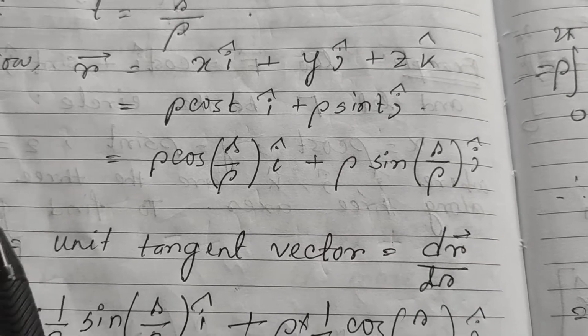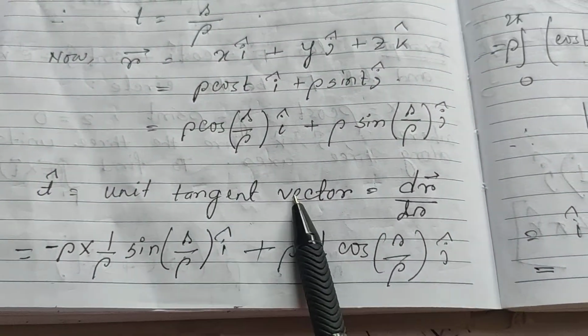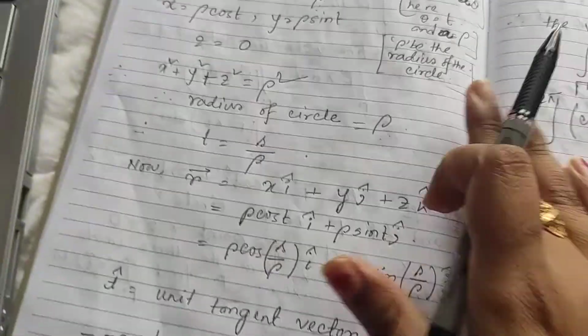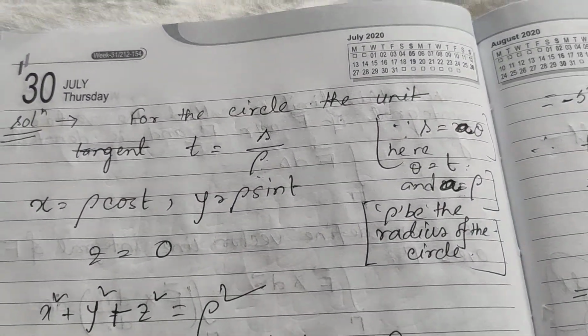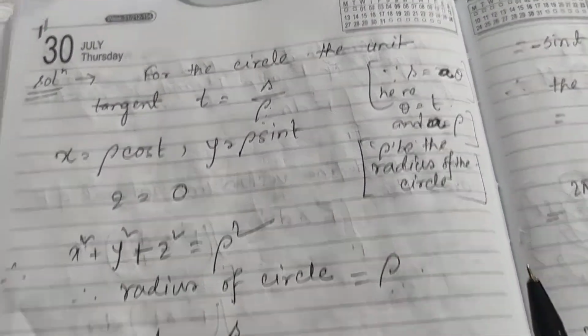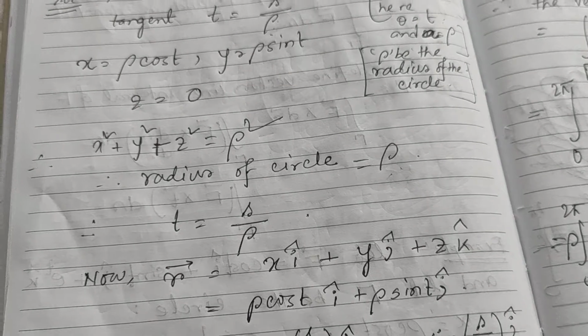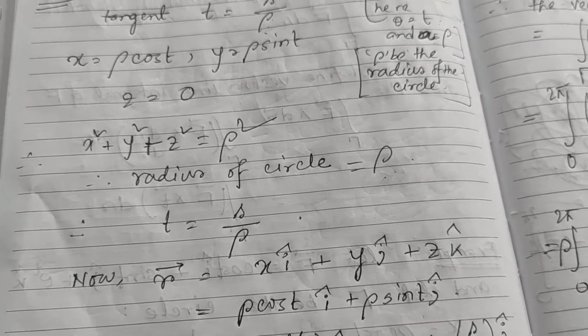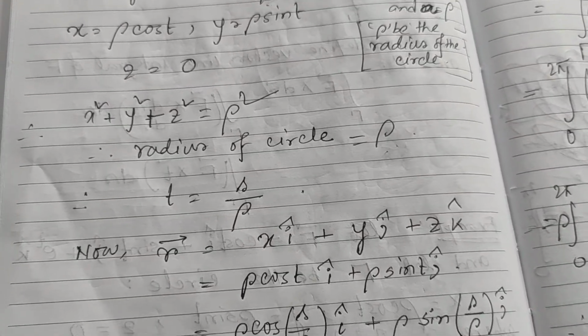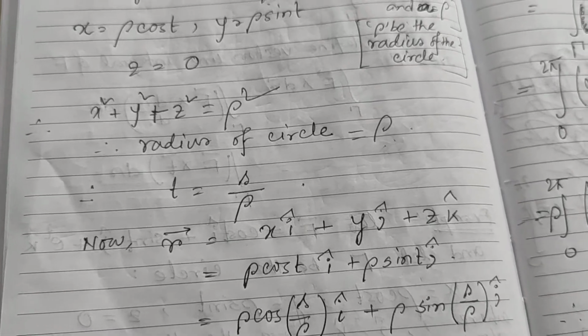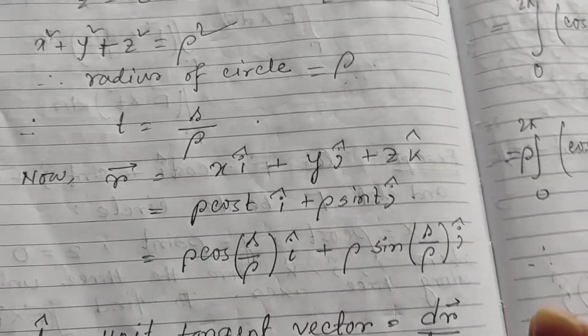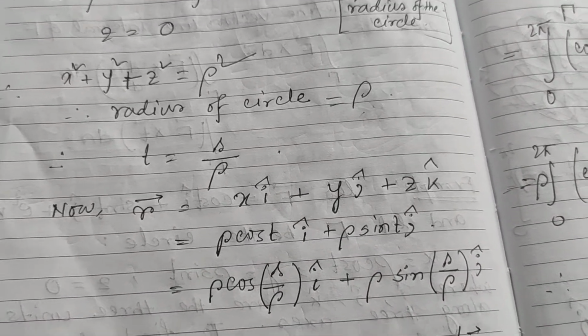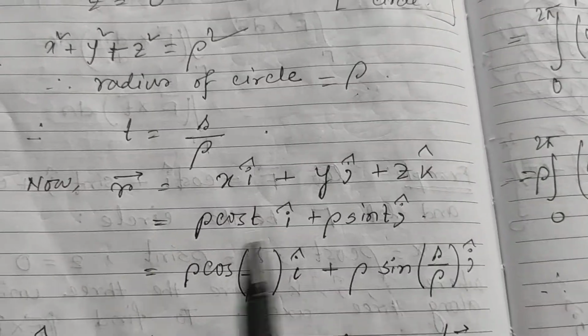So the t vector equals the unit tangent vector dr by ds. I wanted to tell you that since the contribution of z equals 0, it will be a particular circle only on the xy plane, and the z axis should be perpendicular to that. So therefore it will not be a sphere, it will be a circle, since z will be 0.